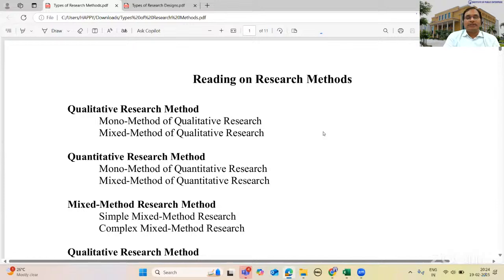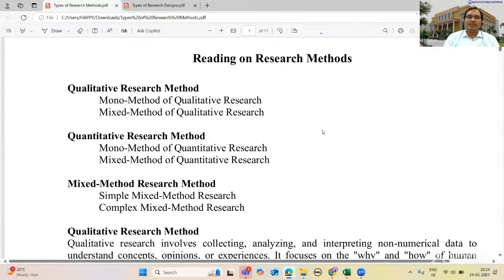Next is your research methods. Here in research methods, you have qualitative research methods. Qualitative research methods are carried out more with observations, interviews, in-depth interviews, or focus group discussions. These are all qualitative research. In qualitative research, you have two methods. One is the mono method of qualitative. Mono is a single method. In the sense, the entire research is conducted only by the interview process, or only by observations. As I said, if marketing is there, let us take for example Facebook.